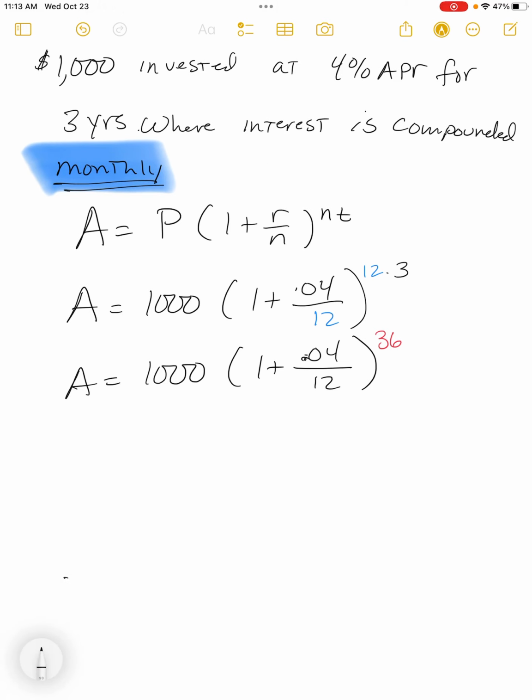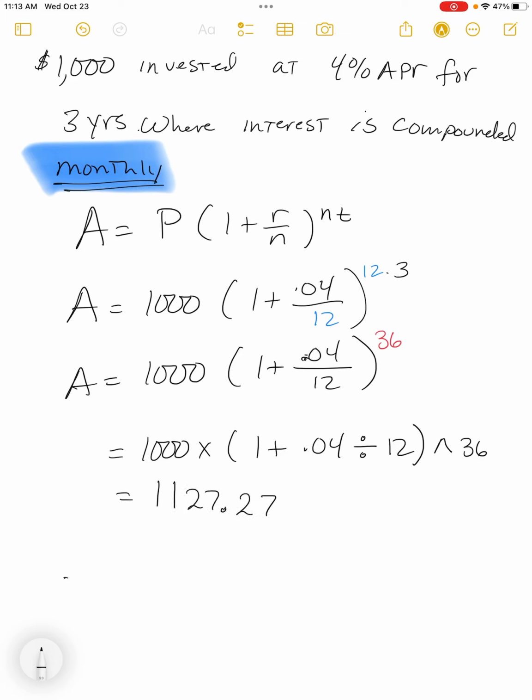So in my calculator, I would put 1,000 times, open parenthesis, 1 plus 0.04. And remember, fractions are division, so divided by 12, close that parenthesis, and raise it to the 36th power. So I'm going to plug that in now. 1,000 times, open parenthesis, 1 plus 0.04 divided by 12, close parenthesis, and raise that to the 36th power. And look what I get. $1,127.27 if I round. There's a 1 that comes after that, like you'll see.